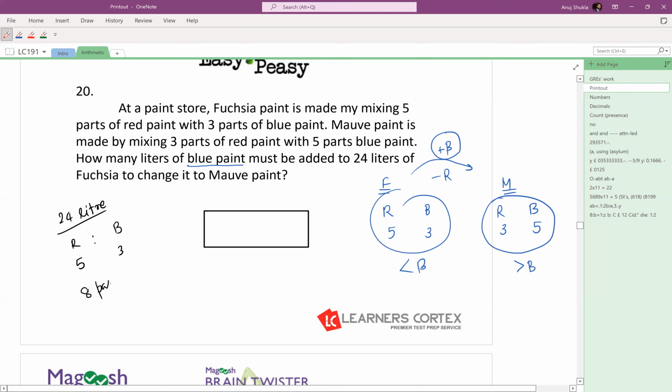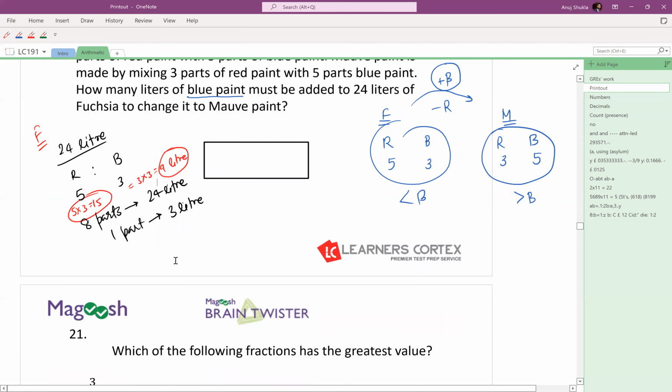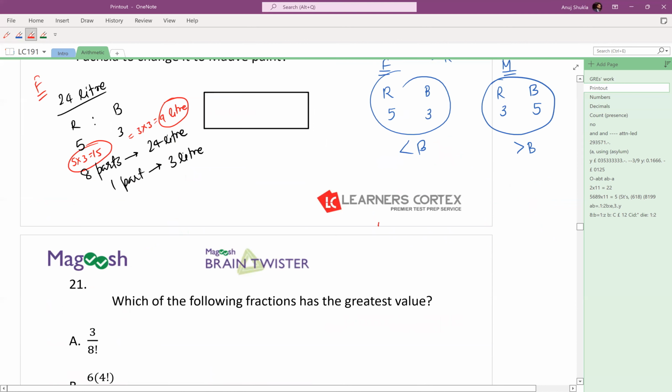So 5 parts, 3 parts. Can I say 8 parts is actually 24 liters? So what is 1 part? 1 part is 3 liters. Then 5 into 3, that is 15 liters, and 3 into 3, that is 9 liters. Yes or no? Can I say that in fuchsia there is 15 liters of red paint and 9 liters of blue paint?